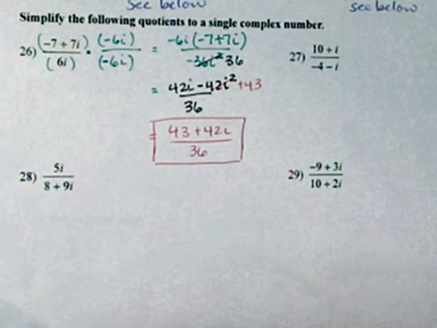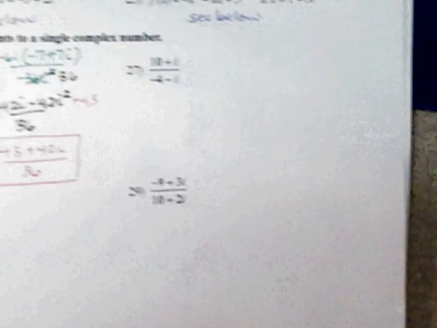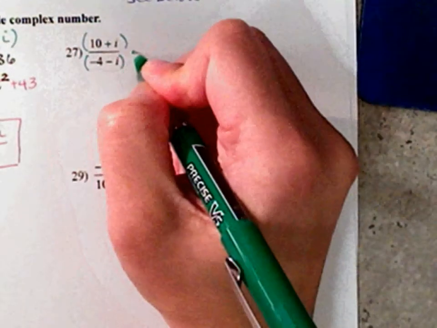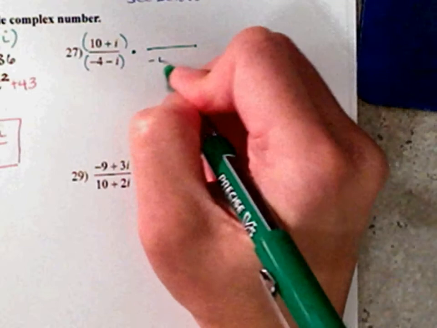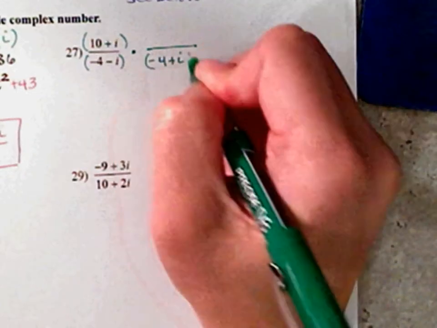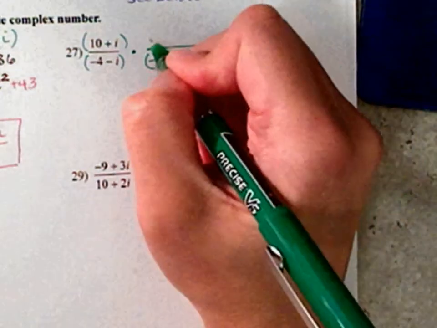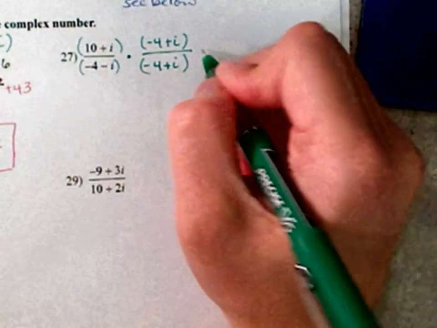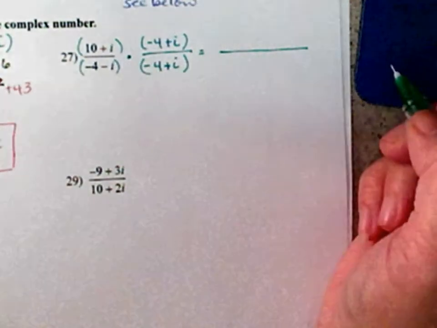27, we're going to get rid of the I, so we're going to multiply it times the conjugate as well. So I'm going to put parentheses around these guys. The conjugate is negative 4 plus I. What you do to the denominator, we do to the numerator, because we like to keep it as 1. Okay? Take care of the denominator first.